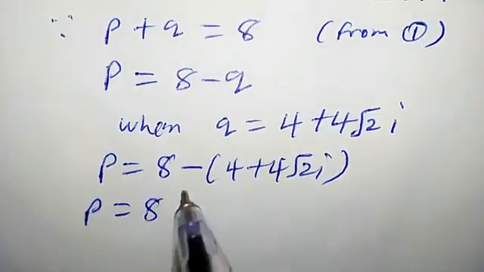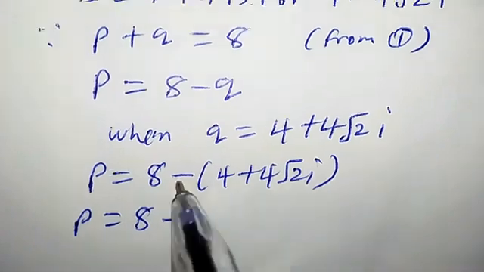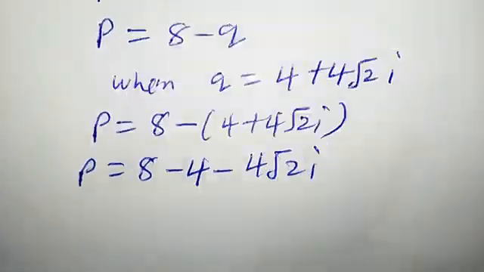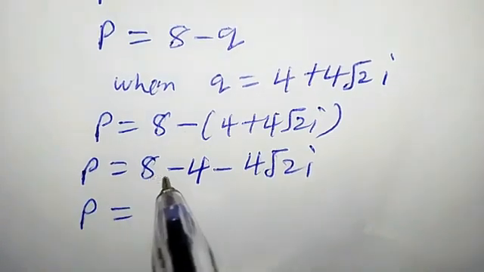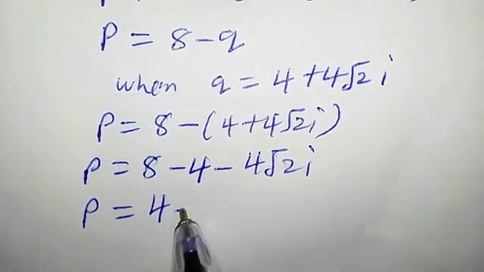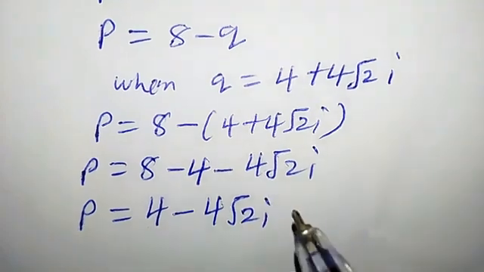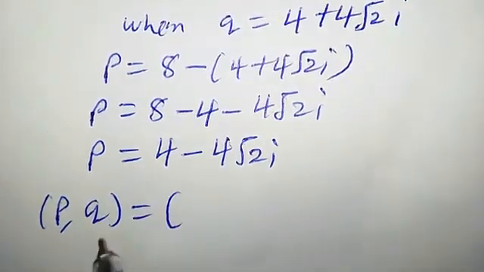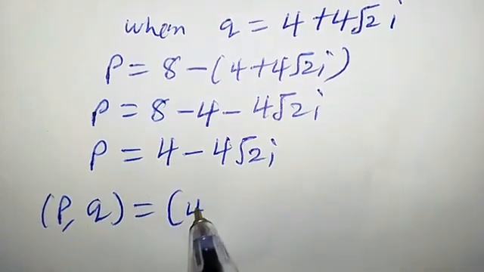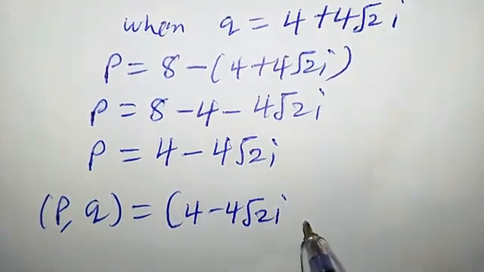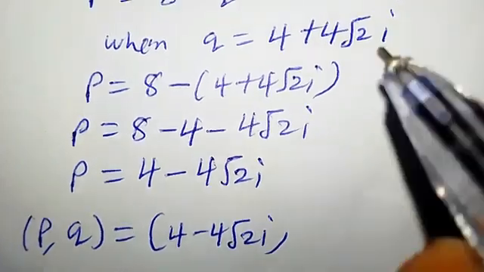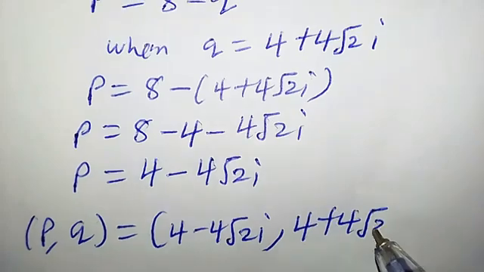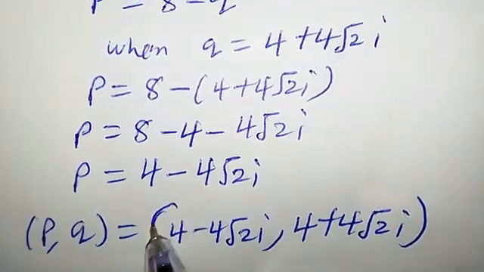P equal to 8 minus times 4, that is negative 4, minus times this, that is negative 4 root 2 i. So P equal to 8 minus 4, that is 4, minus 4 root 2 i. Thus, the first solution, which is P comma Q, is equal to, what is P? This is P, 4 minus 4 root 2 i, comma, what is Q? This is the value of Q, 4 plus 4 root 2 i. This is the first solution.